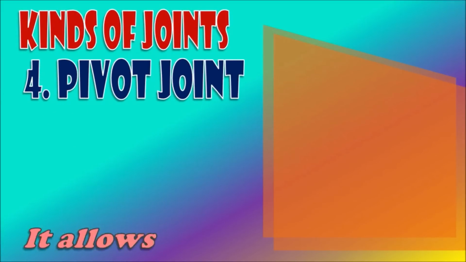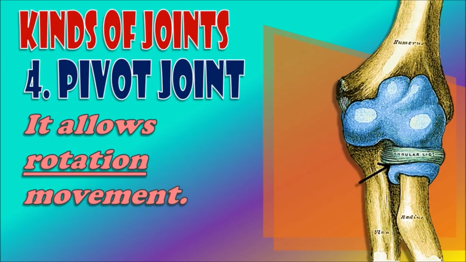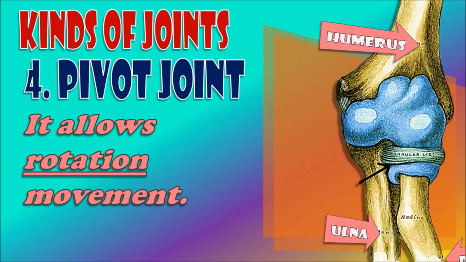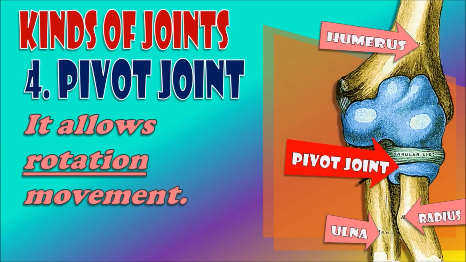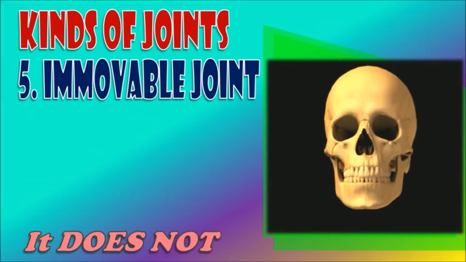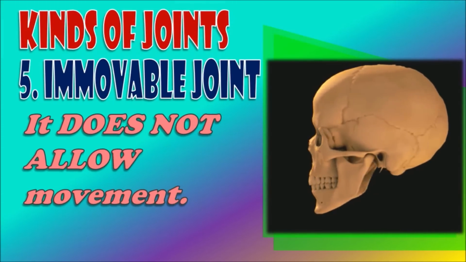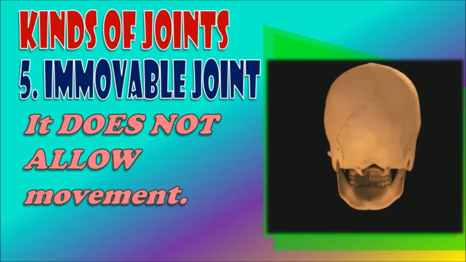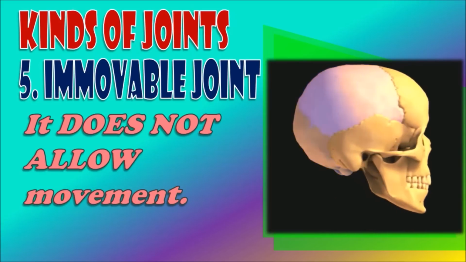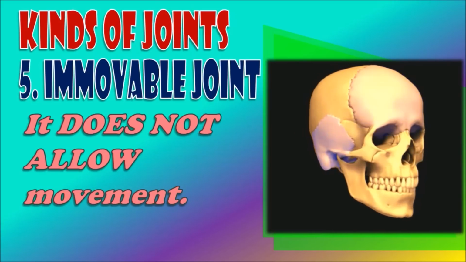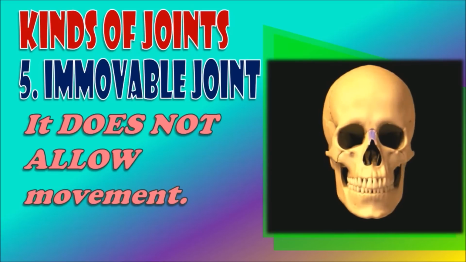Number 4. Pivot joint. The pivot joint allows rotation movement. The joint where the radius and the ulna meet is a pivot joint. This allows a person to twist the lower arm. Number 5. Immovable joint. The immovable joint does not allow movement. It only connects the bones to one another. Sutures in the skull are immovable joints.